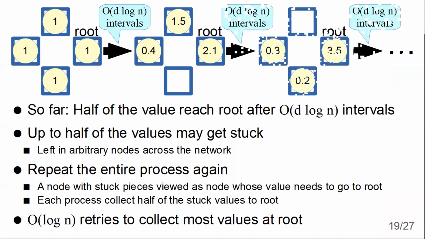With such a design, after each such process, the root node will collect at least half of the remaining values in the network. By repeating this for a logarithmic number of times, the root will then be able to collect most of the values, which ultimately allows it to compute n.